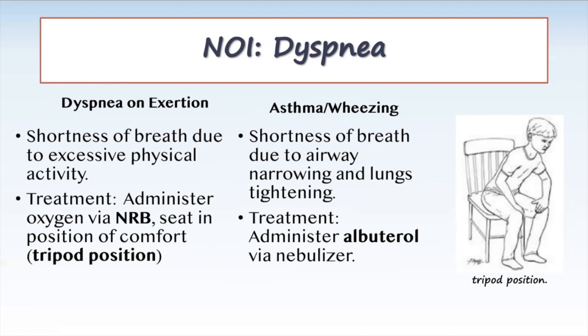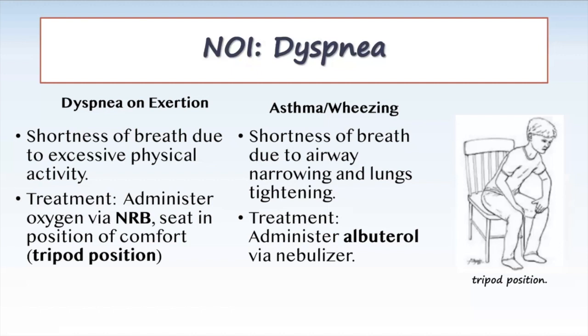For these patients, administer oxygen with the NRB and have them sit in the tripod position. This consists of the patient leaning forward and resting their hands on their knees, which will open up their airway. You can see a demonstration of it in this picture. Wheezing as a result of asthma or anaphylaxis may also cause difficulty breathing.